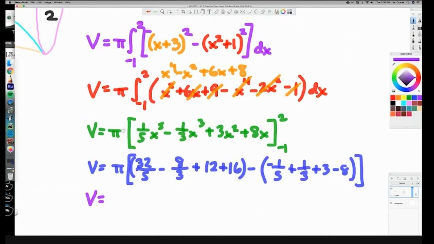8 over 3 plus 12 plus 16 plus 1/5 minus 1/3 minus 3 plus 8. Yeah, no, I did something wrong. So I'm not getting the same answer. What did you do? The expanding was correct. This is a nightmare. Oh, I see it. Negative negative. X4? Yeah. Right.